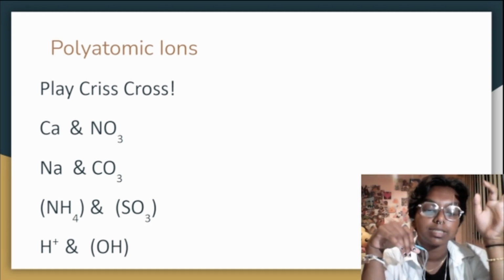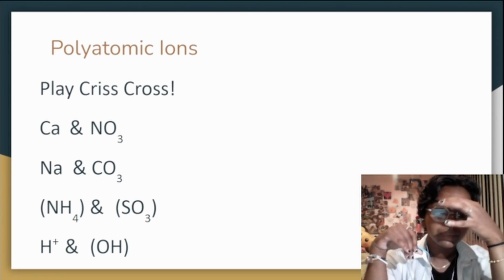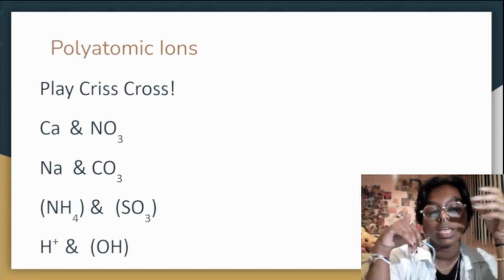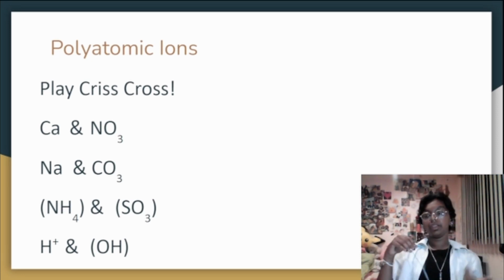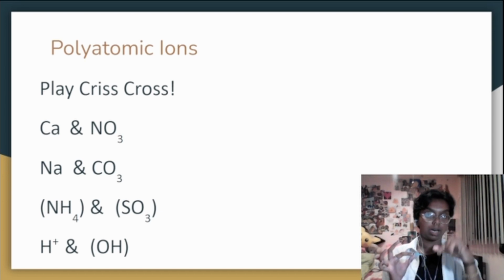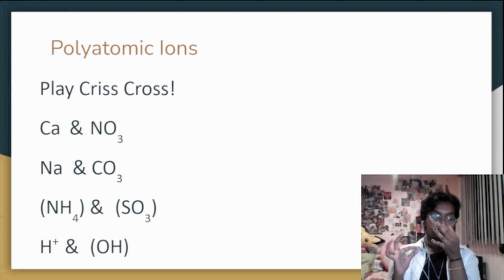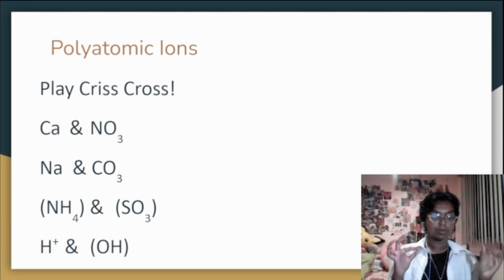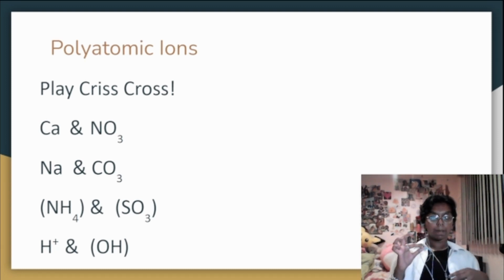When you do the crisscross method, Na and CO3 give you Na2CO3, and NH4 and SO3 give you (NH4)2SO3. For polyatomic ions, when you're making a bond and you have more than one polyatomic ion, you want to put the polyatomic ion in parentheses and then put the subscript outside the parentheses. So it'd be (NH4)2SO3. And for H+ and OH-, it would be HOH.